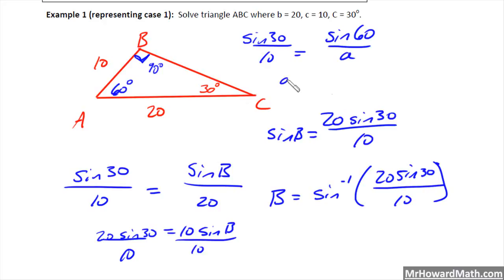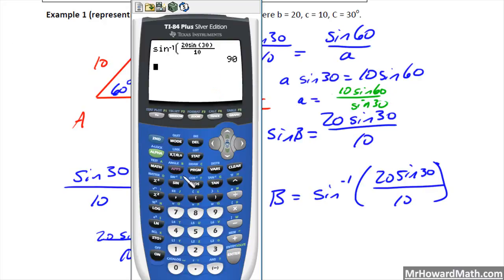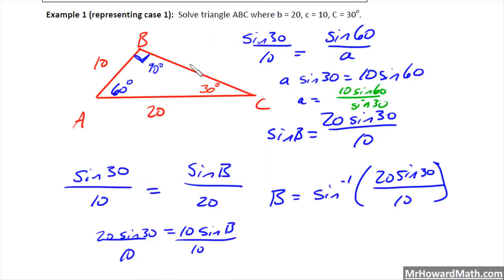So cross multiply, we get A sine of 30 degrees equals 10 times sine of 60 degrees. So A is equal to 10 times sine of 60 degrees all over sine of 30 degrees. Bring our calculator up here and put that part in. Let's put it in fraction form. It's much easier to see. 10 sine 60 over sine 30. And we get 17.32 for this side.